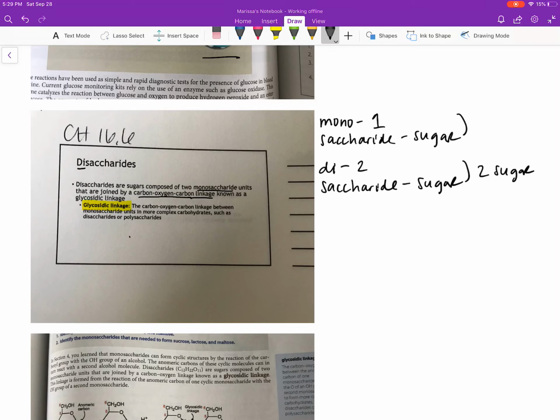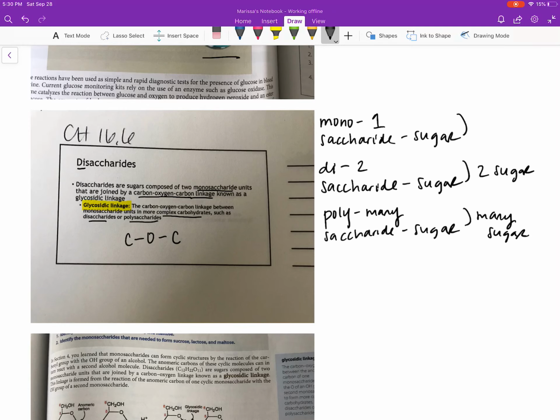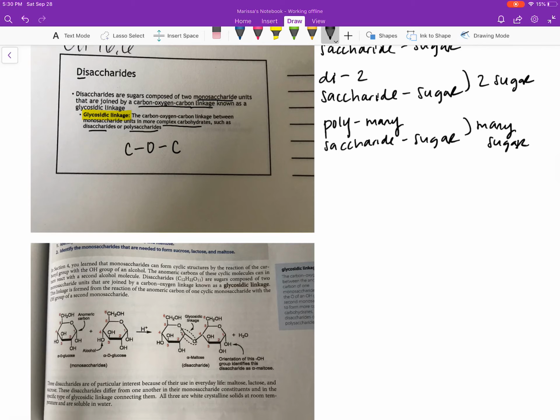Okay, so it's going to look like a carbon-oxygen-carbon linkage. Now, it's going to continue on. This glycosidic linkage can produce more complex carbohydrates such as disaccharides or polysaccharides. So poly usually means many. Saccharides is still going to mean sugar. So now we're talking about many sugars. Okay, so what does that look like? That might be the more important question.